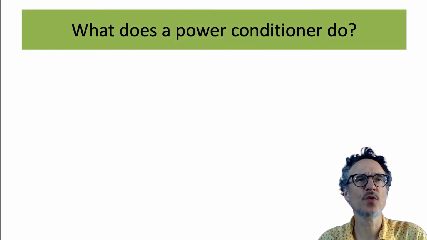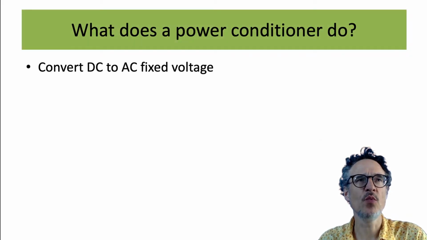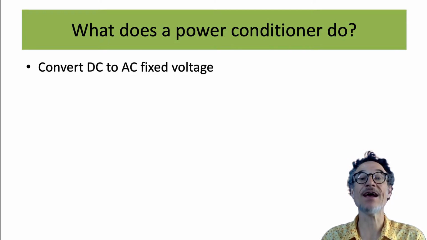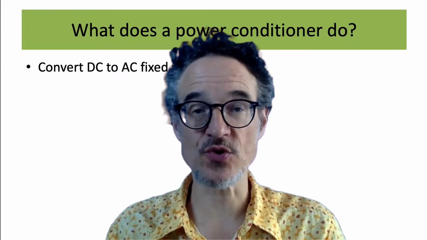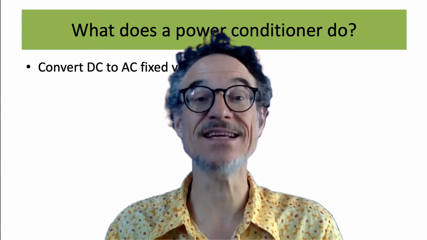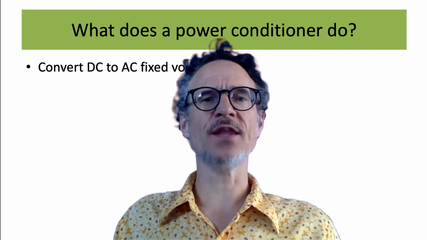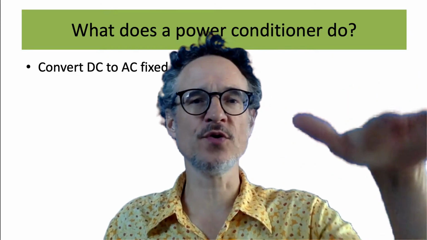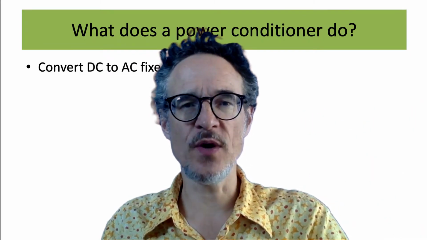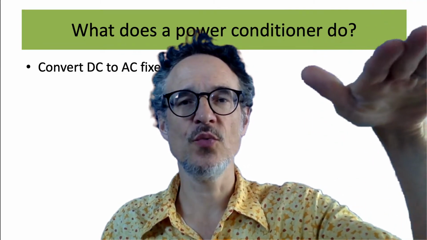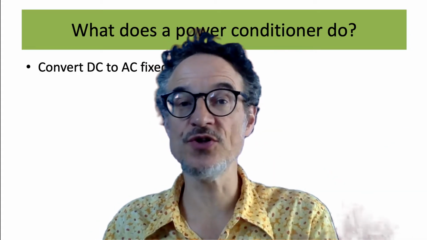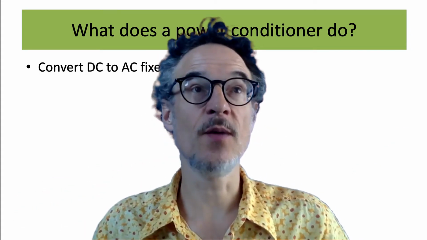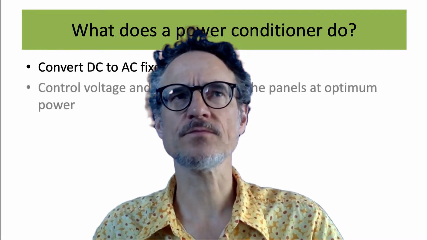So what does a power conditioner do? Well, one thing that you need to do is convert direct current into alternating current. Most of your appliances in the house are 100 volts AC, and the panel may be producing different voltages, and when it's sunny it's going to be high voltage. When it's less sunny, the voltage may drop, but you need the same in your house. You need to convert it to a fixed AC voltage.